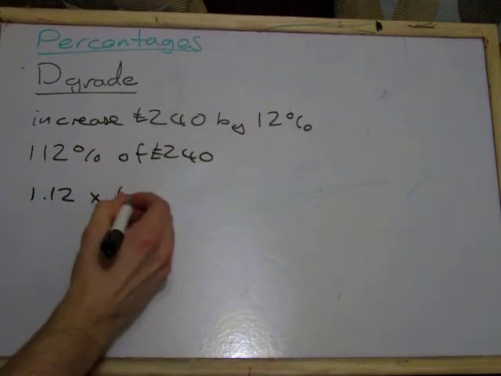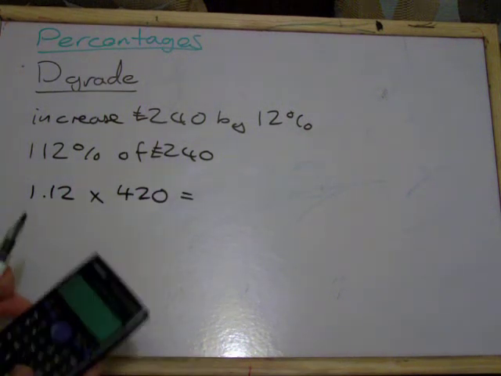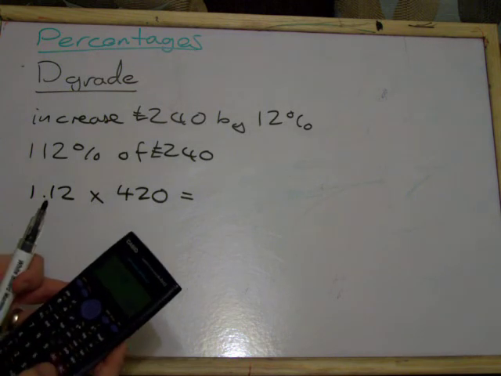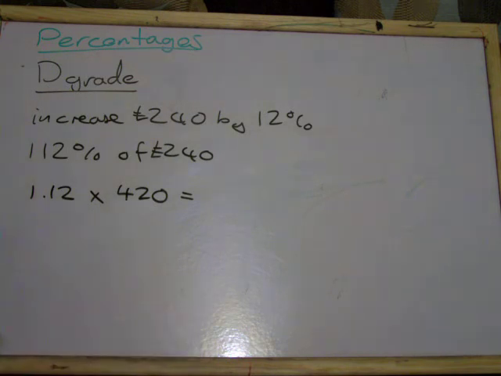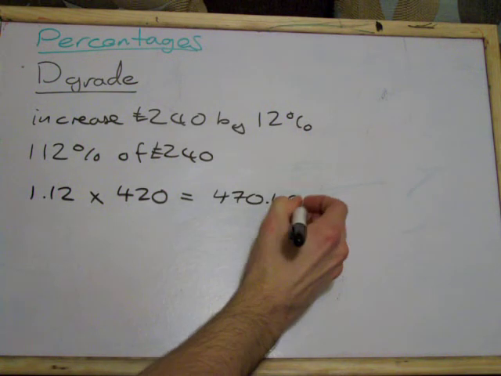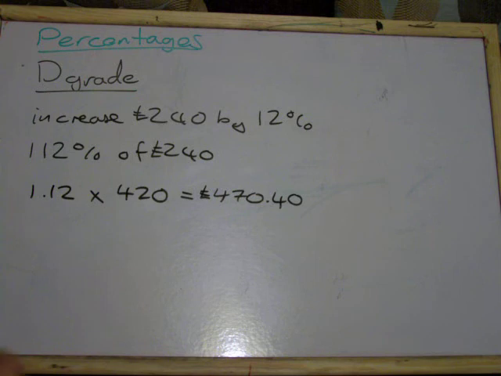Now you multiply, for 112% it is 1.12 multiplied by 240, and that is going to equal, if you turn your calculators on, 1.12 times 240, which is 470.4. So 470.40 pounds. Okay, and that's an increase of 12%.